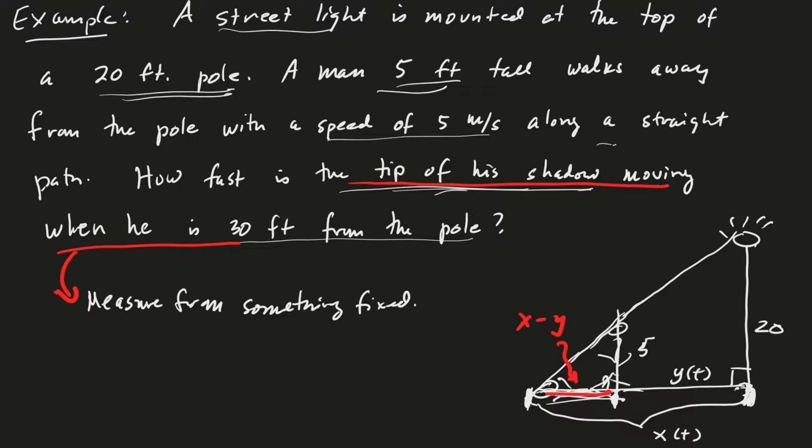Good. Okay, so that is drawing our picture and labeling the quantities. Now let's see if we can find a relationship between x and y. So that'll give us our related rates. So go ahead and take a moment. Pause your video and think about what the relationship should be between x and y that will give you the related rates.